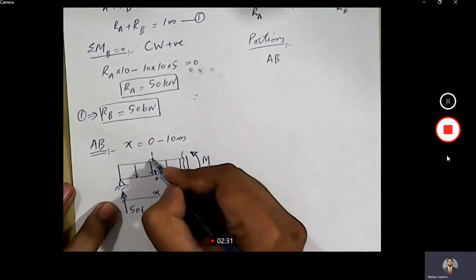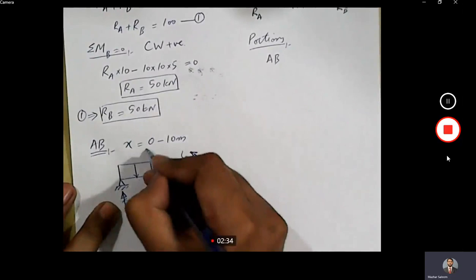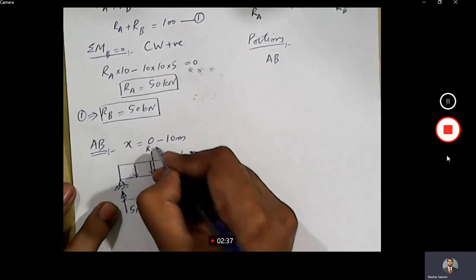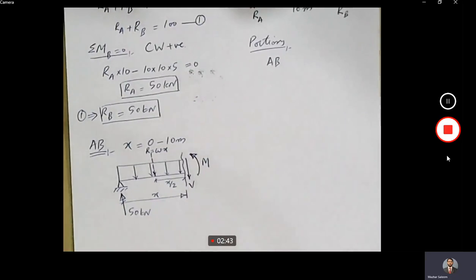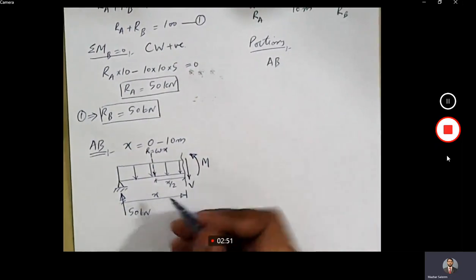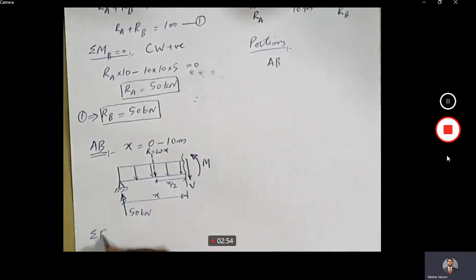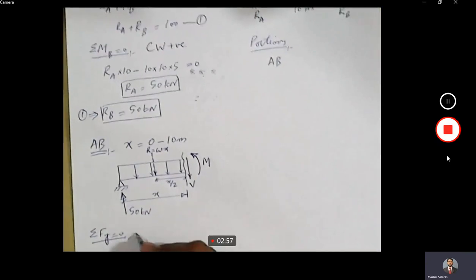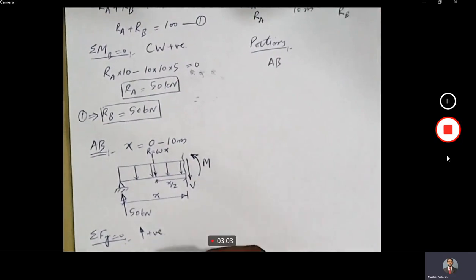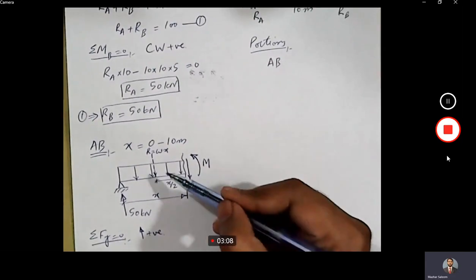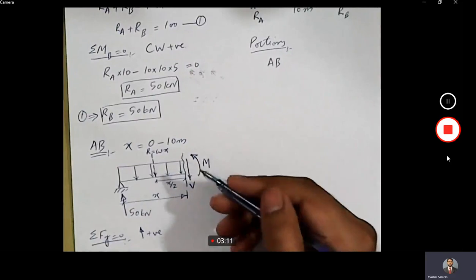And how much will be the magnitude of this? If we denote the intensity with omega, so omega into x will be the resultant of the portion of UDL that's present on left side of the section. Okay, so this completes the free body diagram. Now let's write down the equations for shear and bending moment. So sigma Fy equal to 0, and our convention is that we'll take upward forces as positive. Okay, so upward force is positive. Now let's write down the equation.